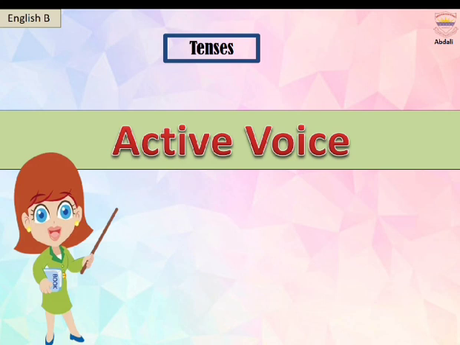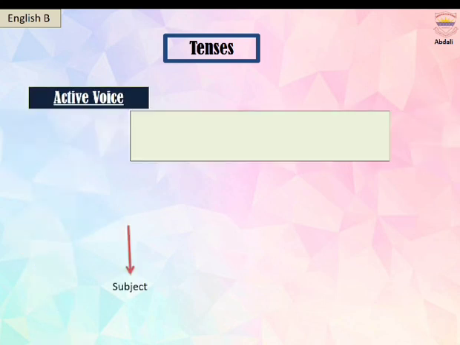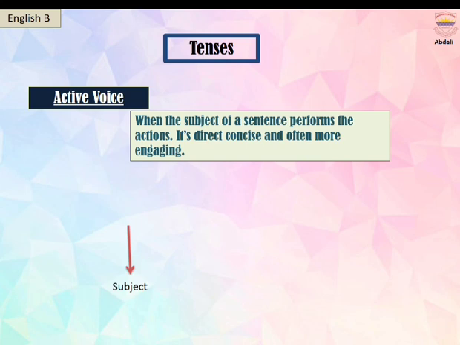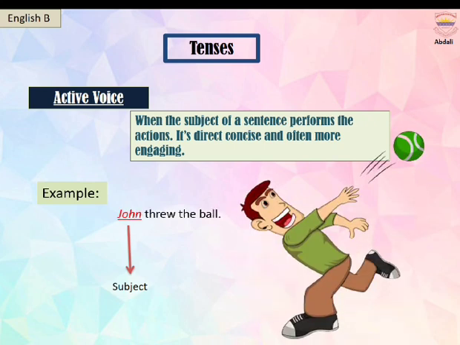Active voice is when the subject of a sentence performs the action. It's direct, concise, and often more engaging. For example, take the sentence, "John threw the ball." Here, the subject, John, is performing the action, which is throwing the ball. The sentence is clear, and the emphasis is on the subject.